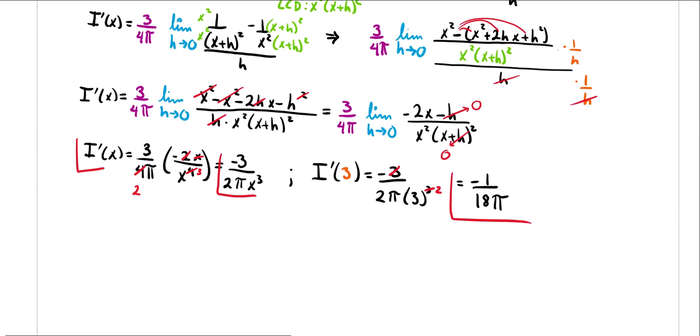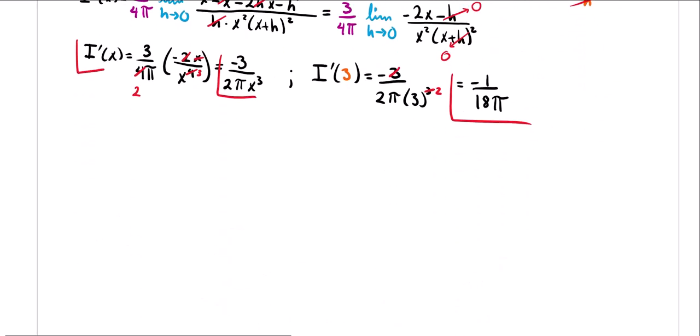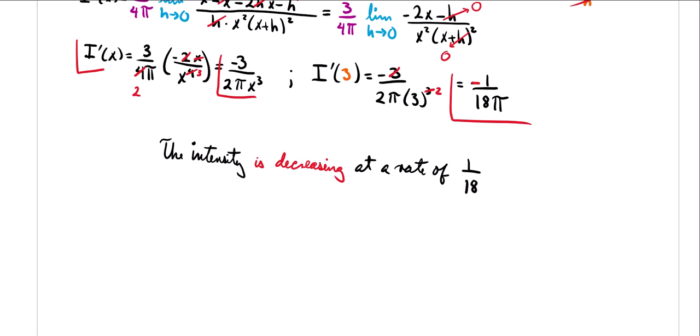Now this problem was also asking us to interpret the result. So what is this negative 1 over 18 pi telling us? Well, because the derivative, again, is a rate of change, what we found out right now is the instantaneous rate of change for the intensity of sound when x is 3 meters, or when you're 3 meters away from the sound source. So let's go ahead and put this in words. So the intensity here is, since it's a negative rate of change, we'll say that the intensity is decreasing at a rate of 1 over 18 pi.